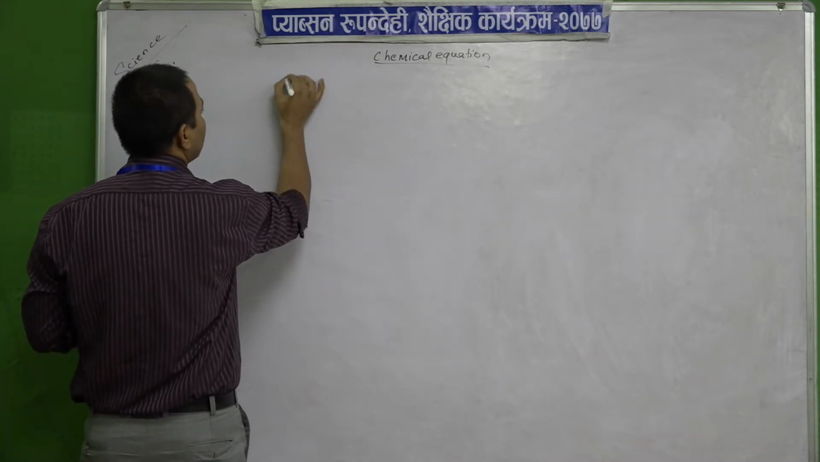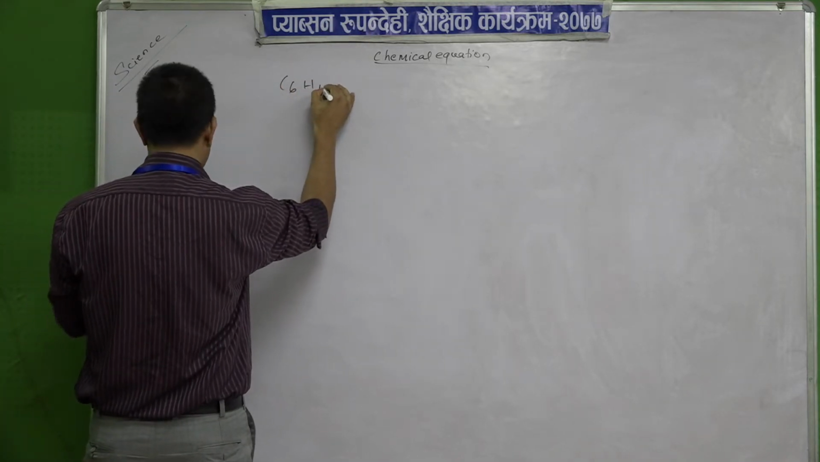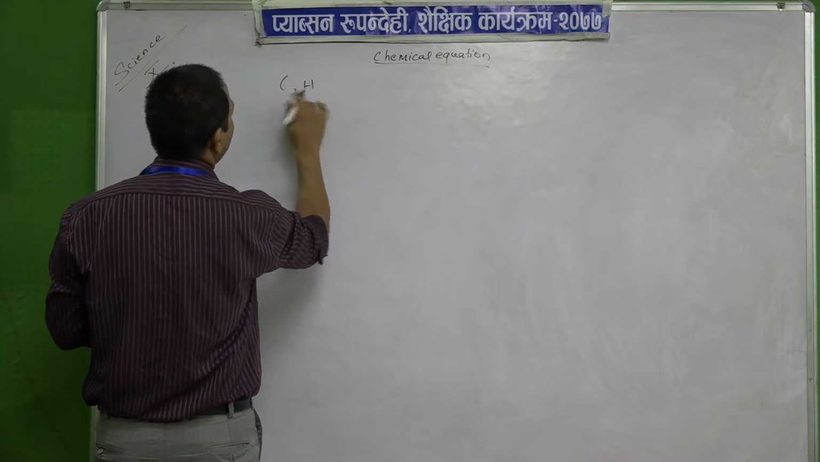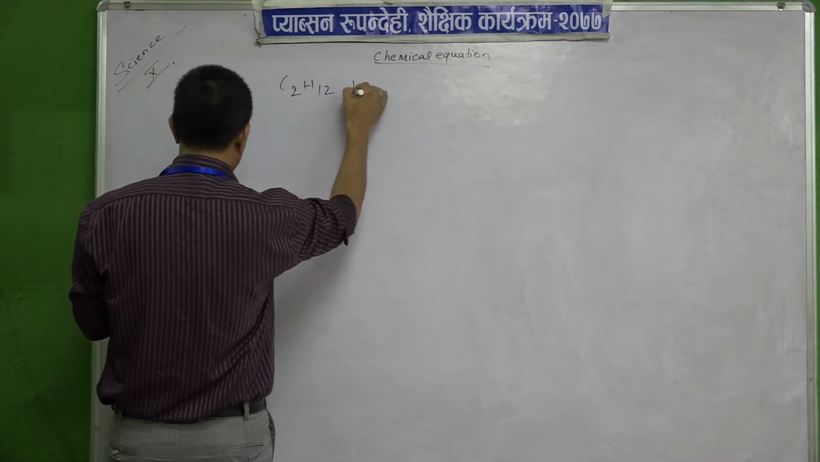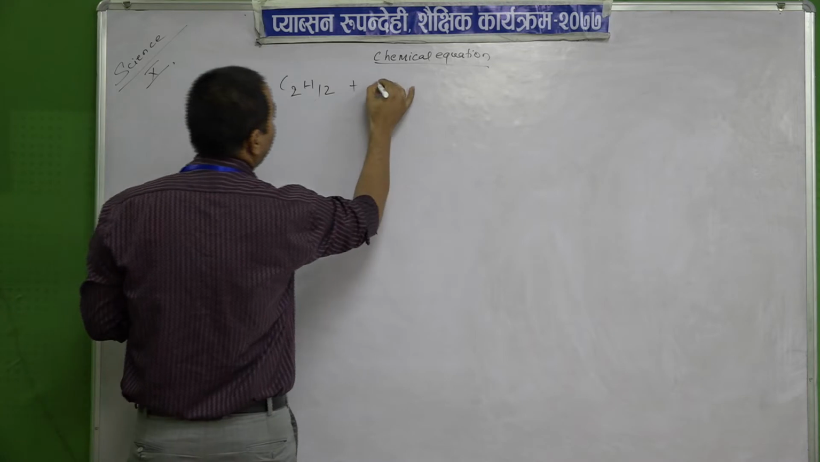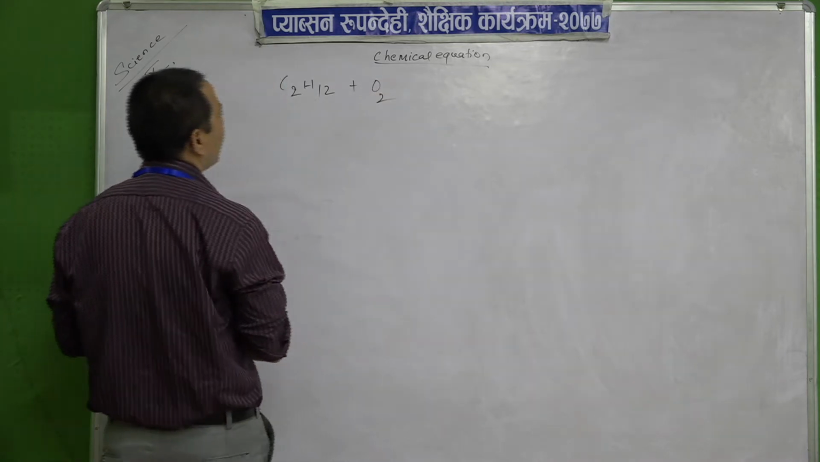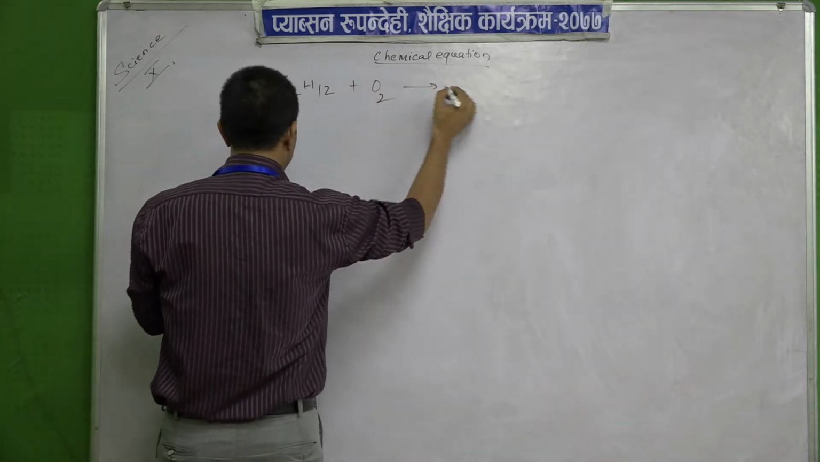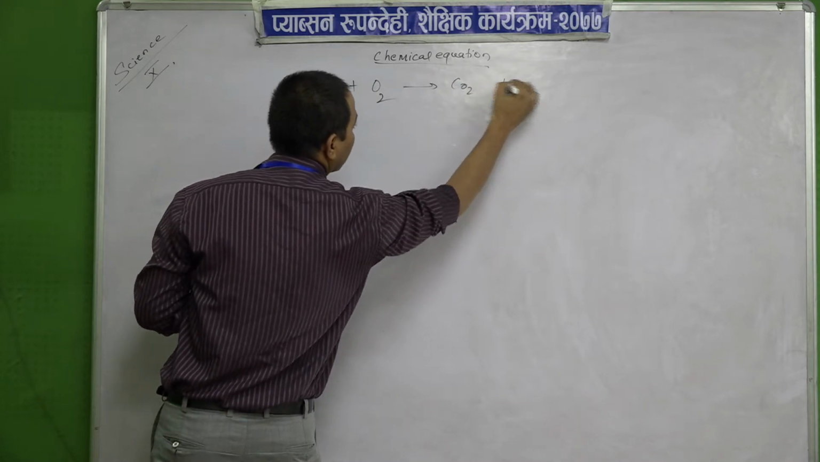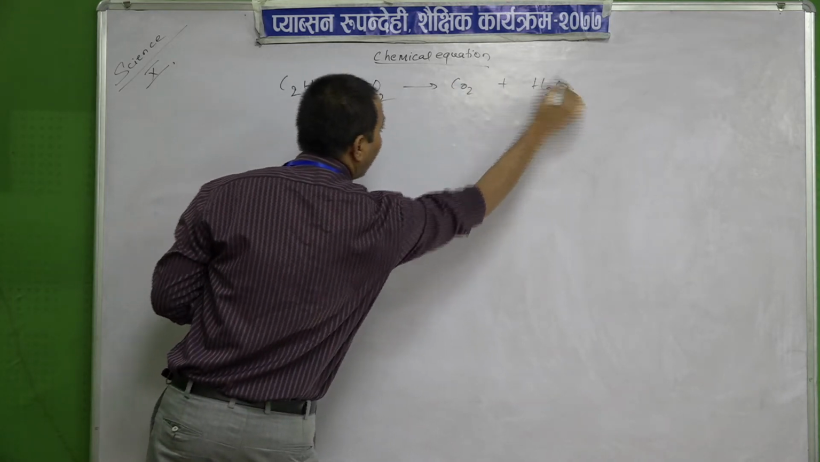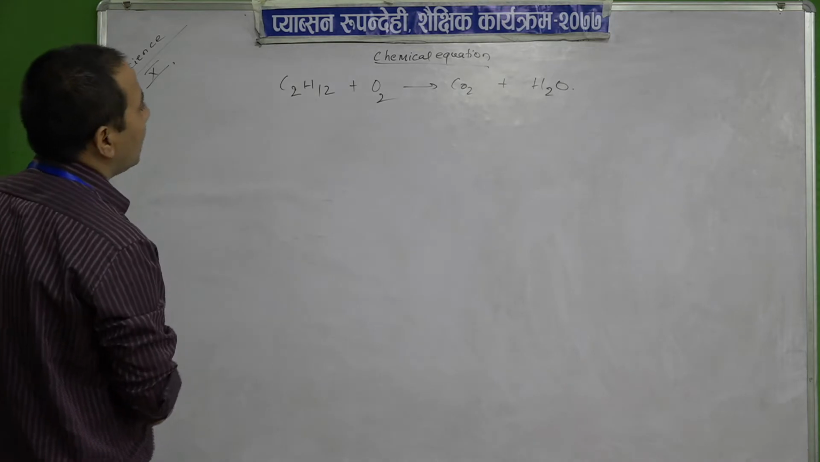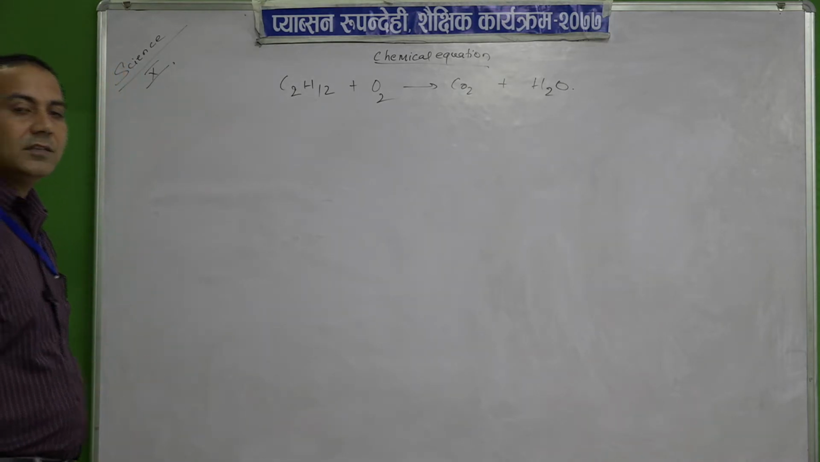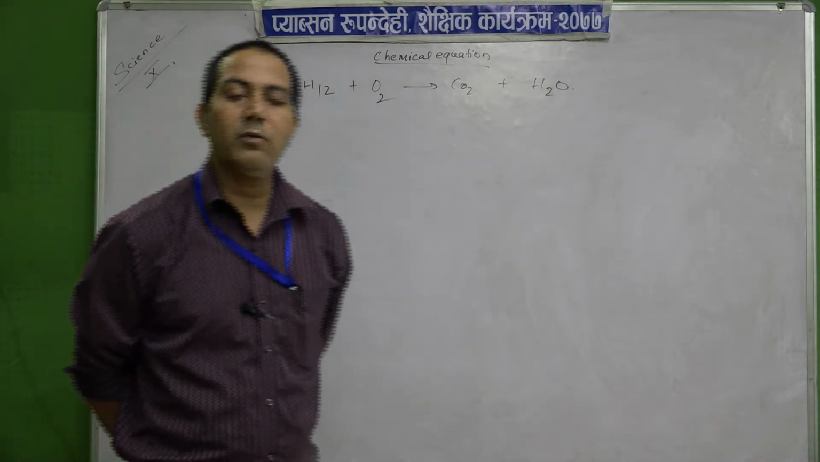So, if C2H12 reacts with O2, then it gives CO2 plus H2O. That can be easily understood by the students as a chemical reaction.